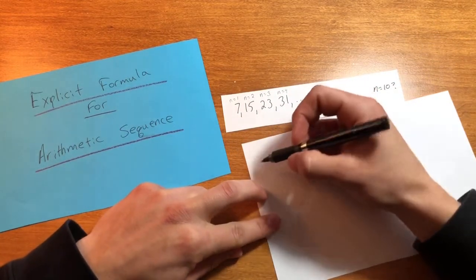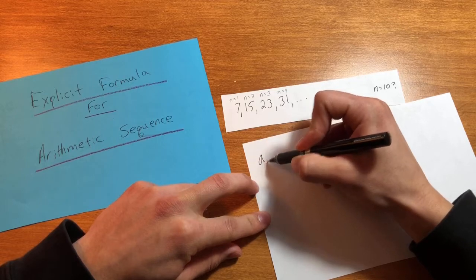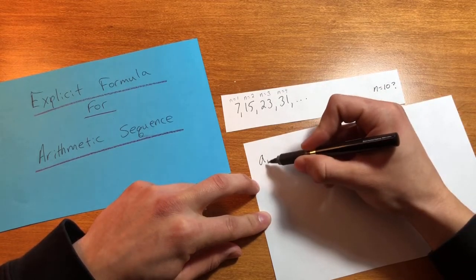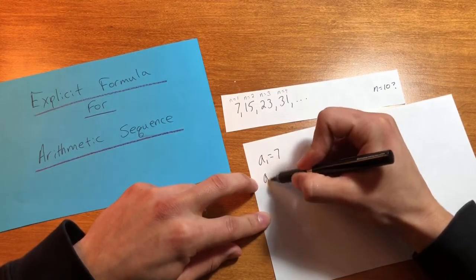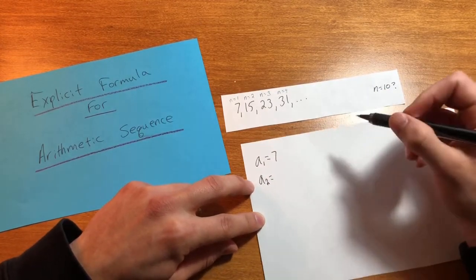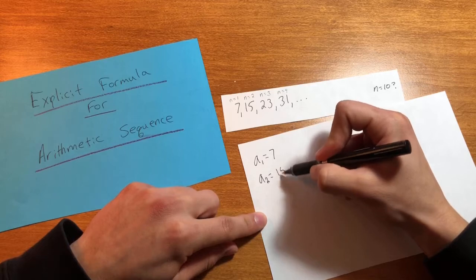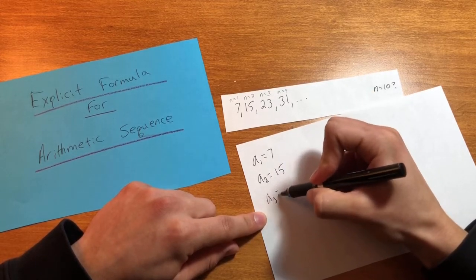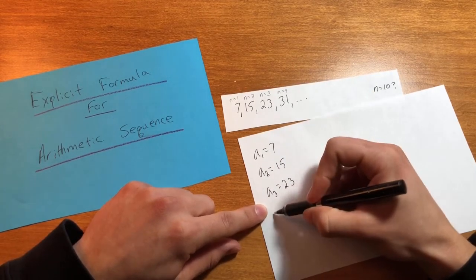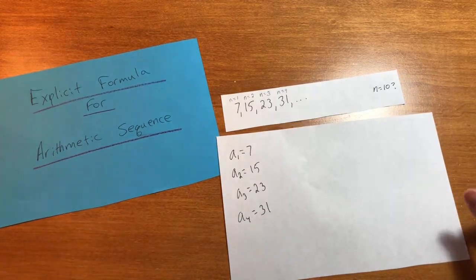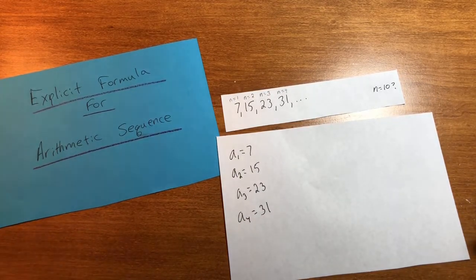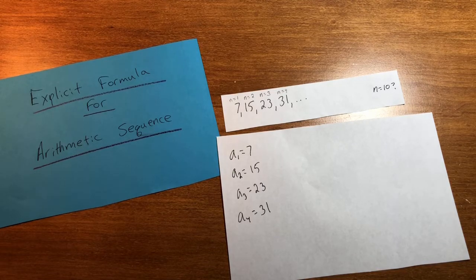So a notation that you might see is something like a sub 1. So the value for my first term is going to be 7. A sub 2, my second term, the value for that, 15. A sub 3, 23. And my fourth term, the value is 31. So that's a notation that you might see.